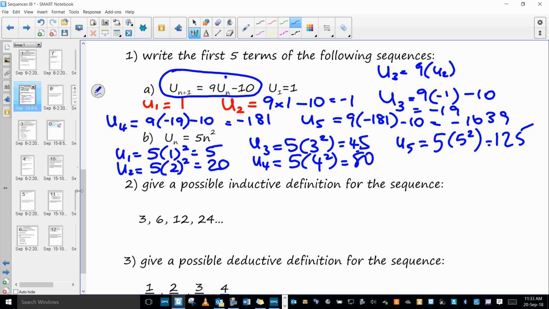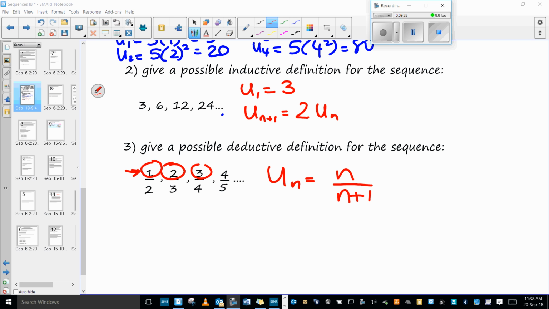Okay, so there's lots of different ways, so I'm going to let you think of one. Okay, so we've got those as examples.